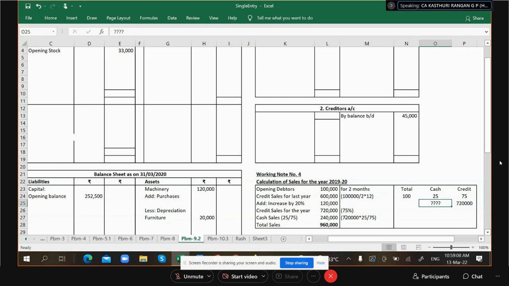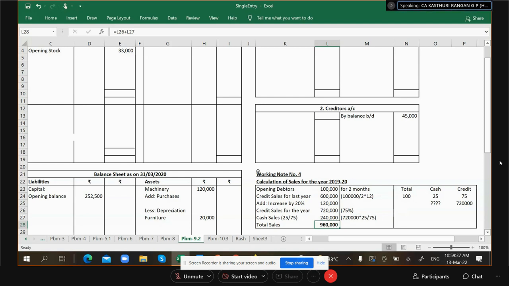So how to get the cash sale? This is the formula. 7 lakh 20 into 25 by 75 will get the cash sale. What is total sales? Credit sale plus cash sale, total sales. This is a very, very important working. Problems like this frequently appear in the examination. So I'm sure you are able to understand.